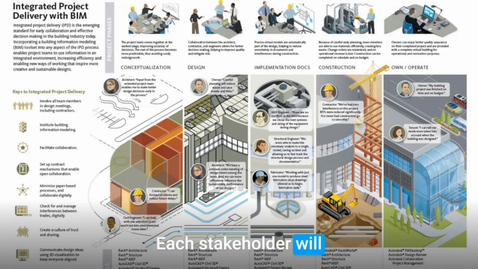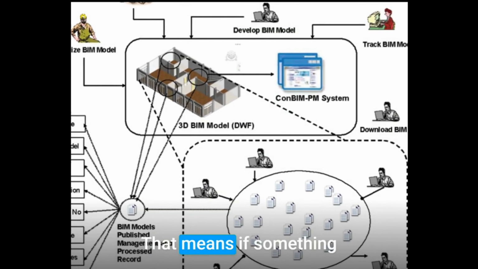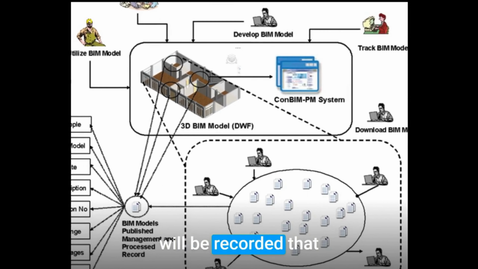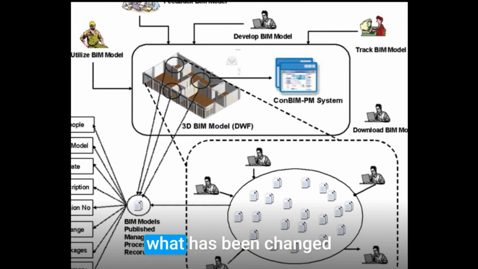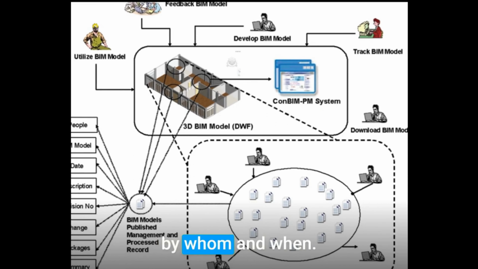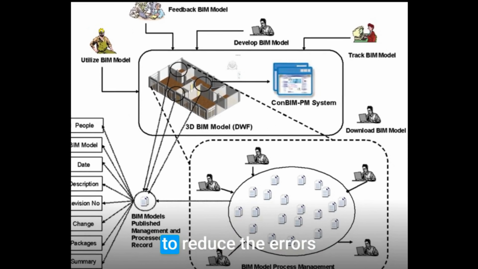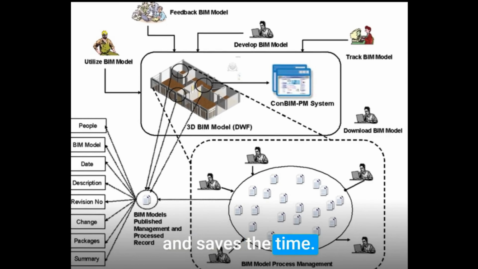Each stakeholder will be notified if there is any change in the main project file. That means if something has been changed, it will be recorded what has been changed, by whom, and when. This level of tracking is most likely to reduce errors and save time.